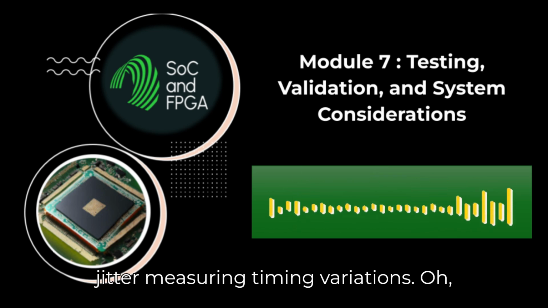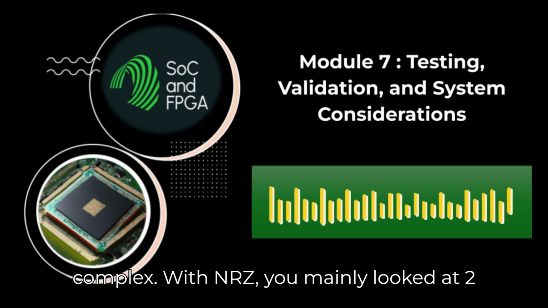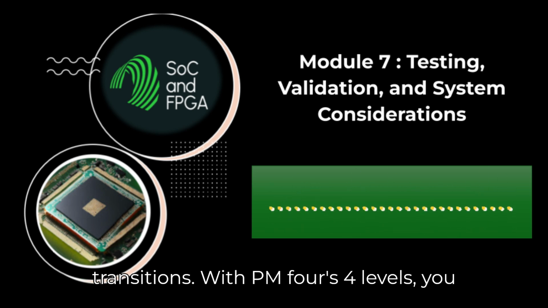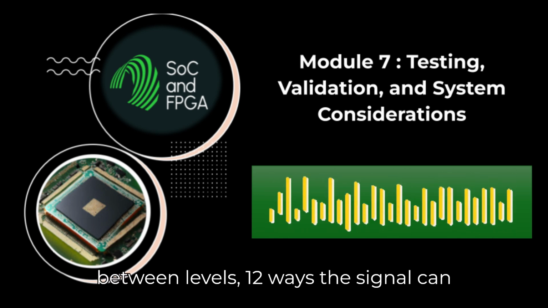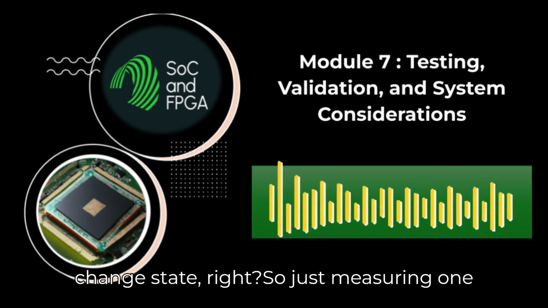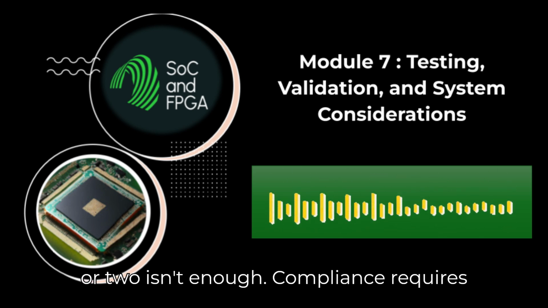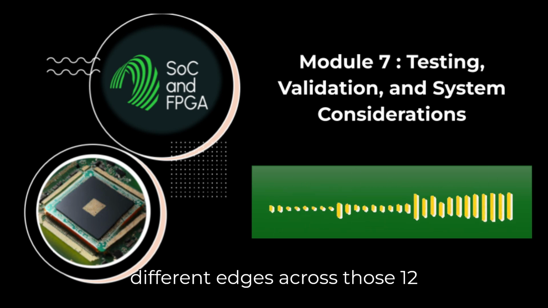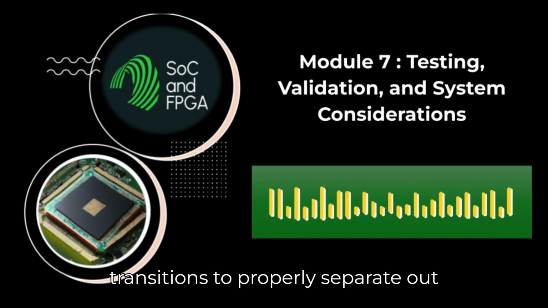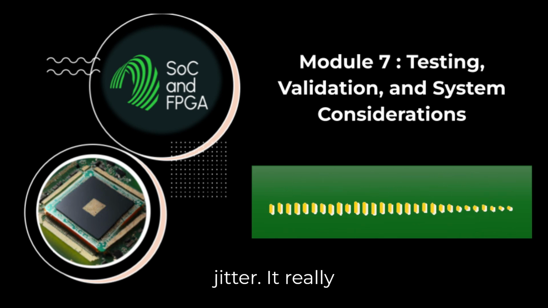And jitter, measuring timing variation. Oh, jitter measurement becomes way more complex. With NRZ, you mainly looked at 2 transitions. With PAM4's 4 levels, you have 12 different types of transitions between levels. 12 ways the signal can change state. Right. So just measuring 1 or 2 isn't enough. Compliance requires analyzing the timing distributions of 48 different edges across those 12 transitions to properly separate out the random jitter, the deterministic jitter, and get the total jitter. It really sounds like it.